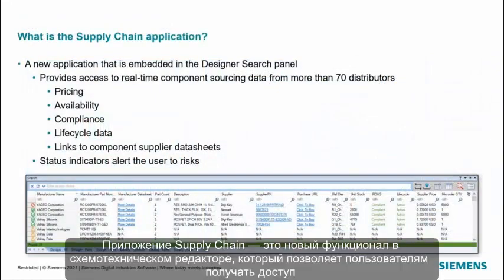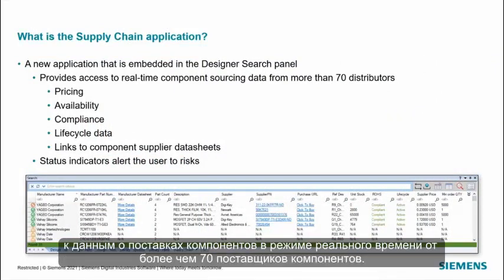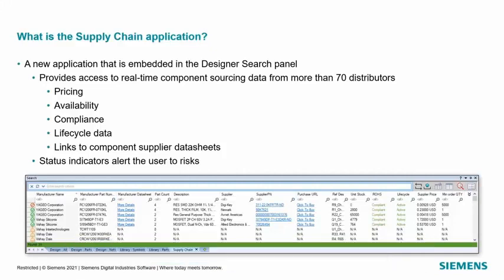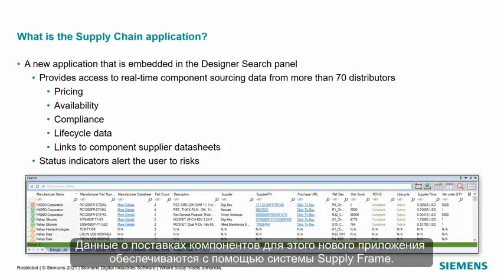The supply chain application is a new functionality in Designer that allows users access to real-time component sourcing data from over 70 component suppliers. All you need is an active subscription to the application. The component sourcing data for this new application is powered by SupplyFrame.